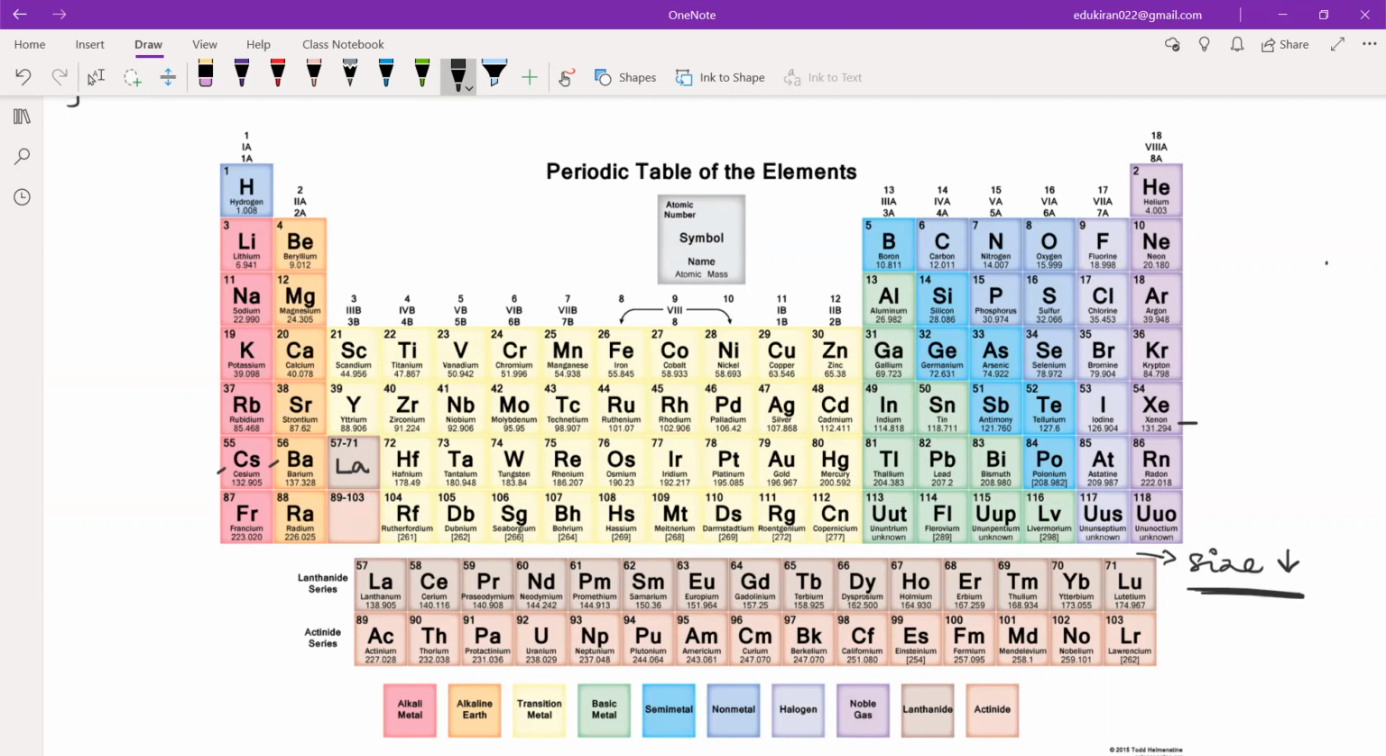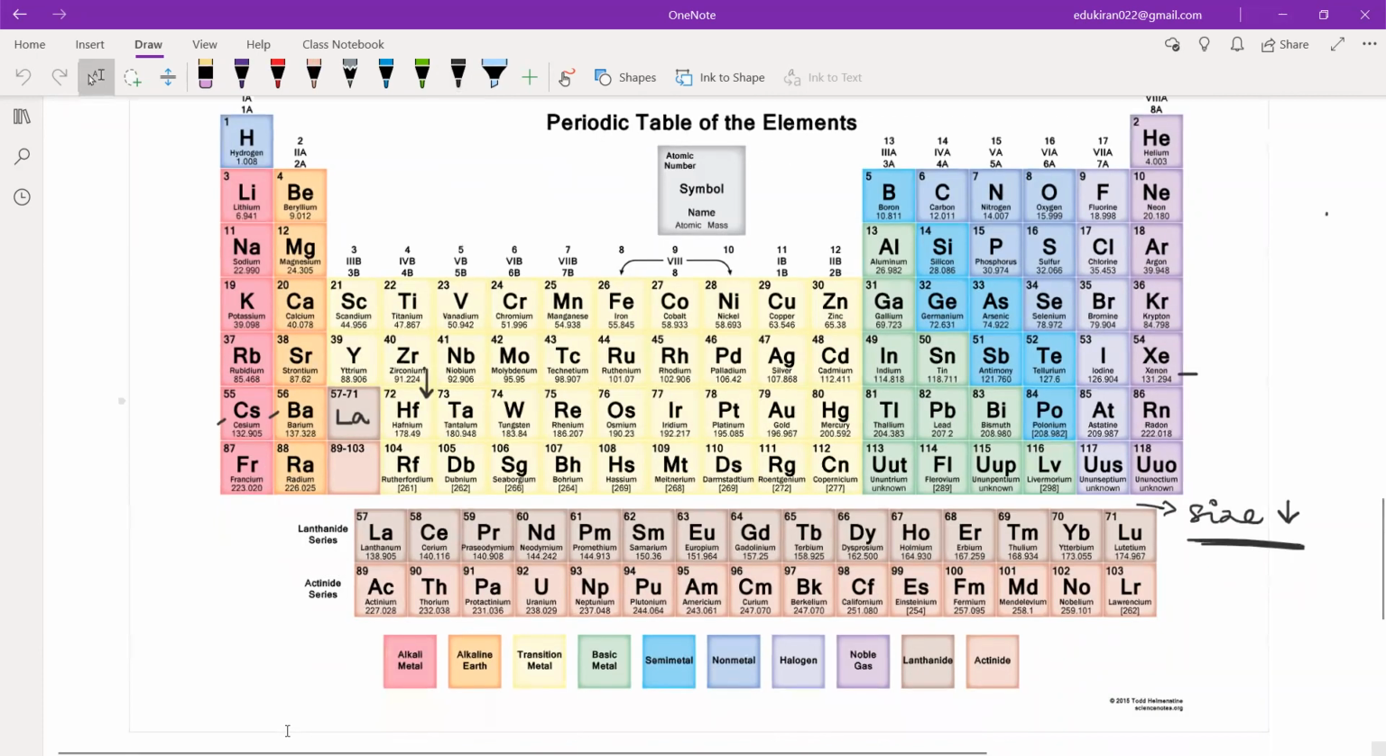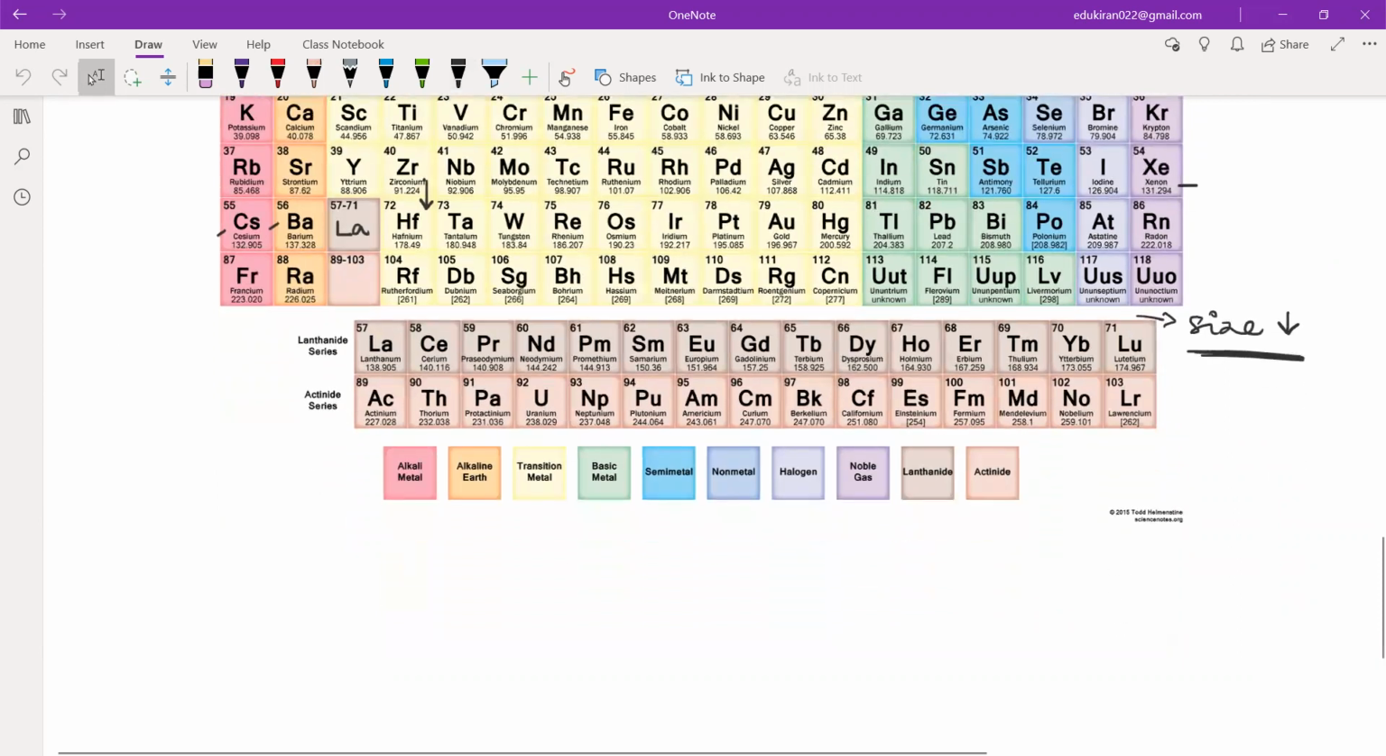So the consequence is this: this is our first transition series, scandium, titanium, then the second transition series, and this is our third transition series starting from lanthanum till mercury. If I go from the second to the third transition series, we are going below, and the size should increase. But what happens? The size is almost constant. It does not increase very much.